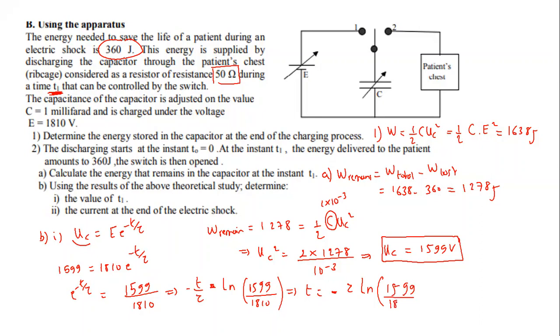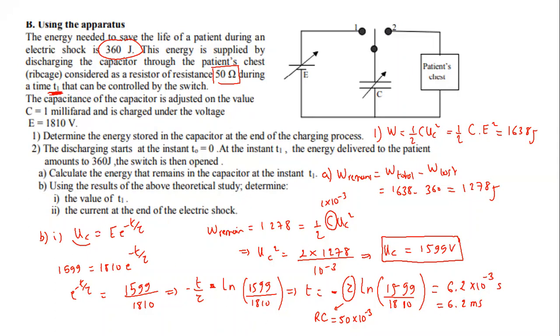So T equals minus tau ln of 1599 over 1810, where tau here is equal to R times C. R here is 50 and C is 1 millifarad, so tau is 50 times 10 to the power minus 3. The total answer will become 6.2 times 10 to the power minus 3 second, which means 6.2 millisecond.